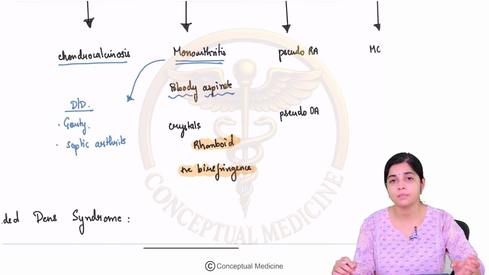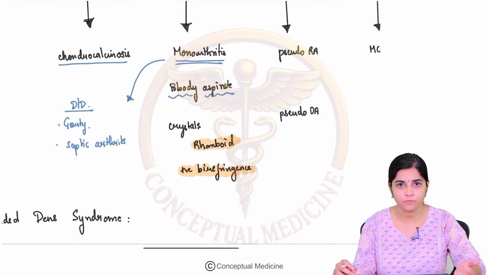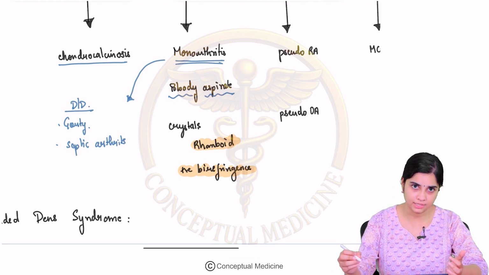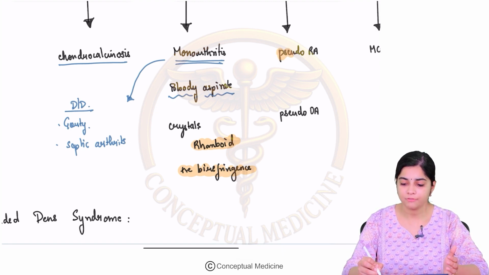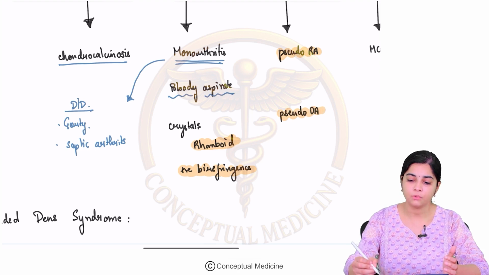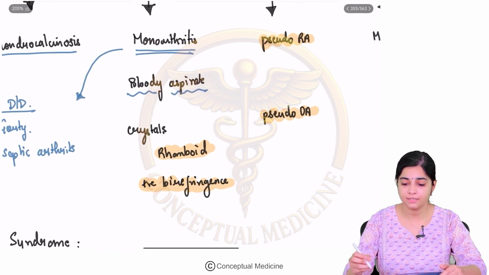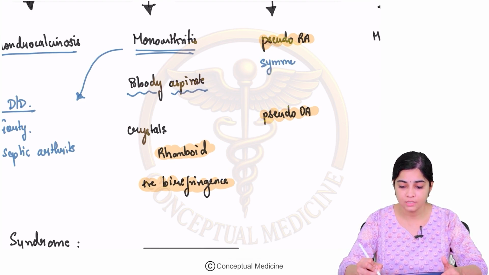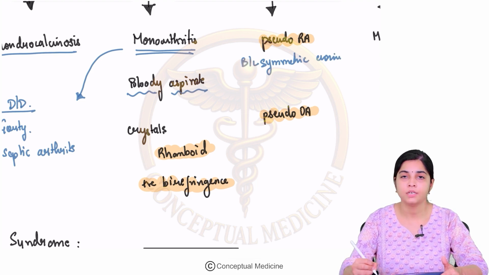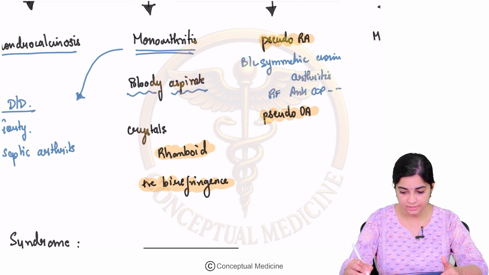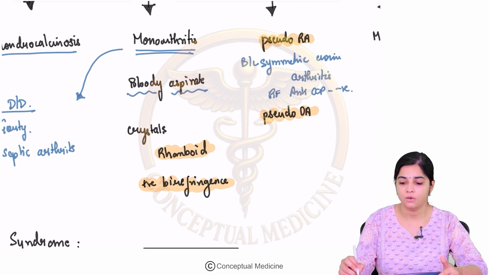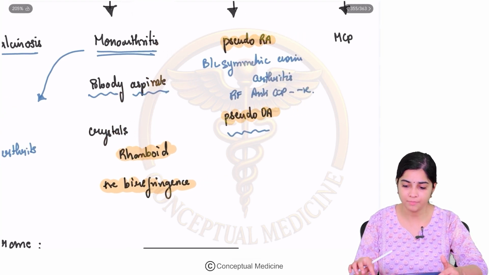So CPPD can be asymptomatic, it can be in the form of chondrocalcinosis, or it can be in the form of monoarthritis. Also, CPPD is considered to be a great mimicker, and hence it can present as a pseudo-RA or a pseudo-OA pattern. Pseudo-rheumatoid arthritis pattern means it presents as a bilaterally symmetric, erosive arthritis, very similar to rheumatoid arthritis, but here RF and anti-CCP will be negative. Also, it can mimic a pseudo-osteoarthritis pattern.